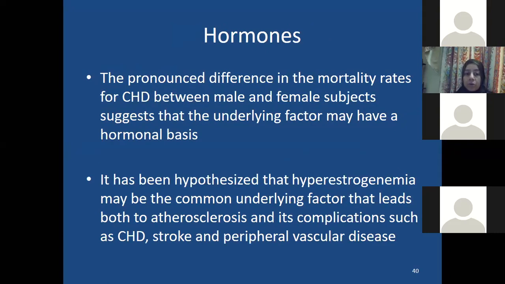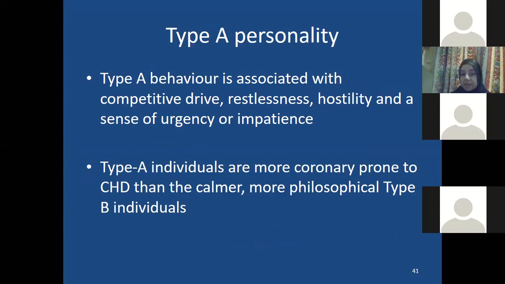Then there are certain hormones. The pronounced difference in the mortality rates for CHD between male and female subjects suggests that the underlying factor may have a hormonal basis. Postmenopausal women, for example, have higher blood pressures. It has been hypothesized that increased estrogen may be the common underlying factor that leads both to atherosclerosis and its complications like CHD, stroke, and peripheral vascular disease. Type A personality: they're more hostile, restless, more competitive, they have a sense of urgency, and they may have higher chances of developing CHD compared to people who do not have type A personality. They may be type B personality.